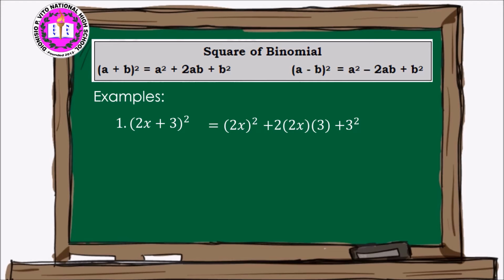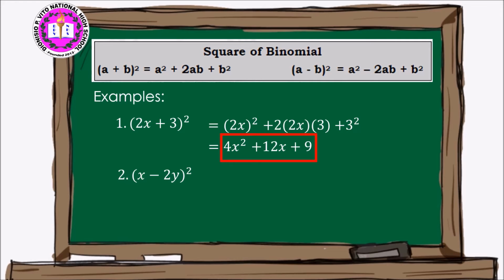So we have 3² = 9, (2x)² = 2x times 2x = 4x², plus 2 times 2x times 3 is equal to positive 12x. Then 3 times 3, or 3², is equal to positive 9. Therefore, we have 4x² + 12x + 9.